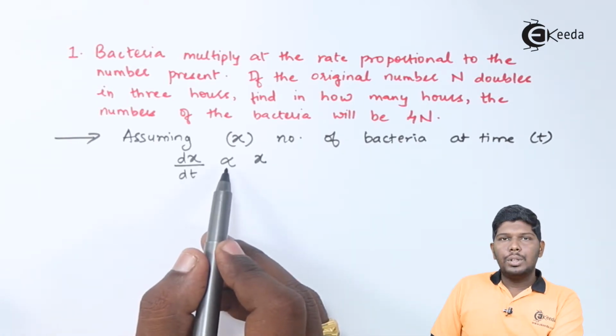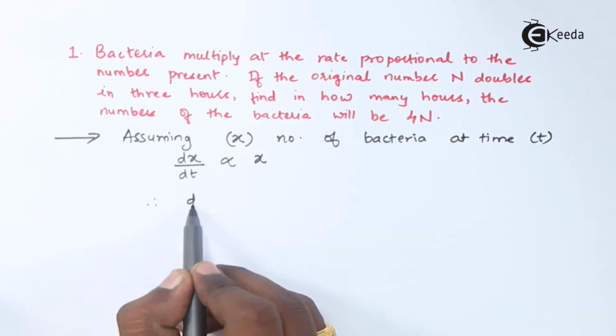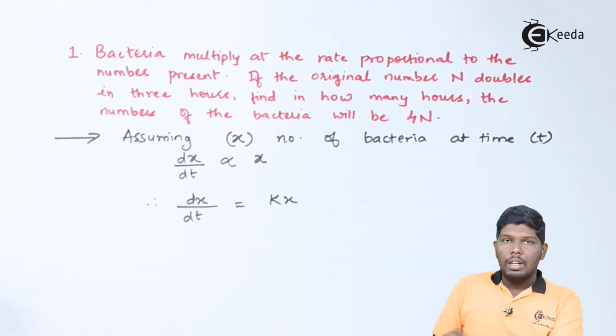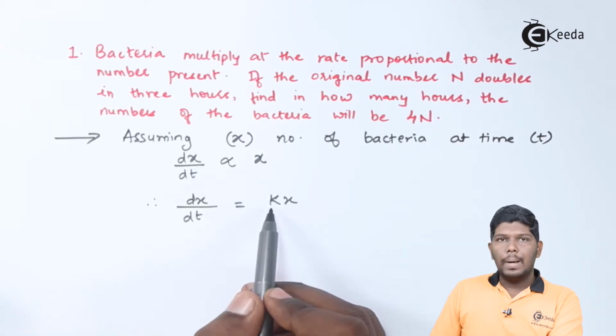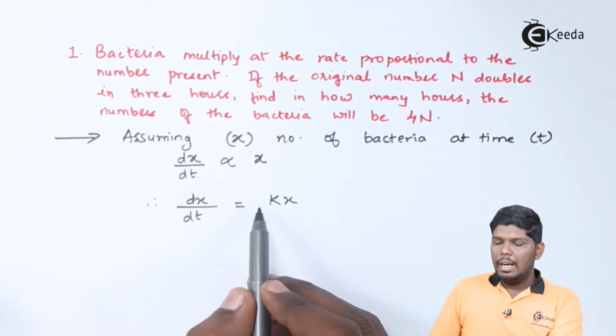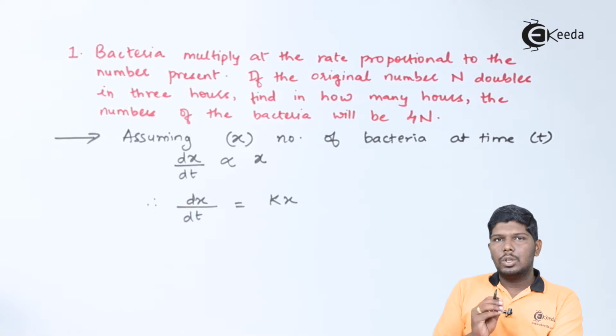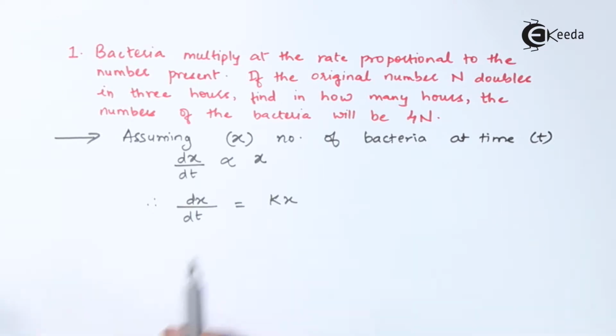Now removing this proportionality sign, we should give the constant of proportionality. Therefore, let us assume that constant is k and dx by dt will be equal to kx. Now remember, whenever there is growth, we will write plus k, and whenever there is decay or less, we will write minus k. After that, we can separate the variables, solve it using variable separable form and get the general equation.